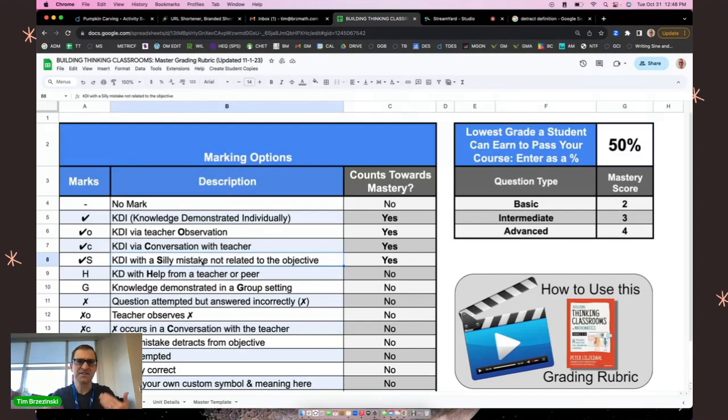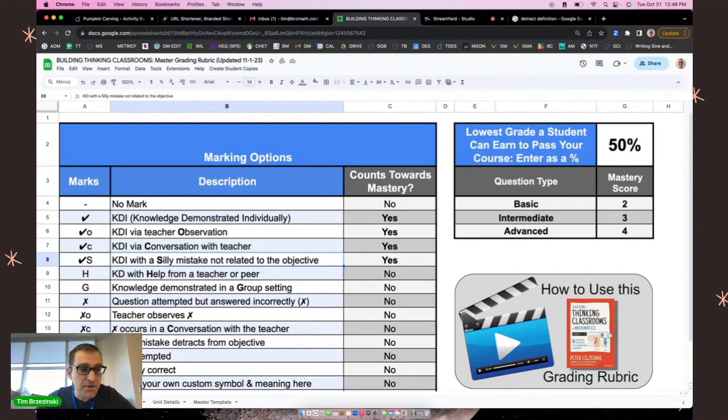Let's say they said root 99 was 4 root 11 instead of 3 root 11. Something silly, totally not related to the objective, as simplifying a radical is not related to finding distance between 2 points. In that case, you can give it a check sub S, which is, hey, silly mistake, but it has nothing to do with the objective whatsoever, okay?